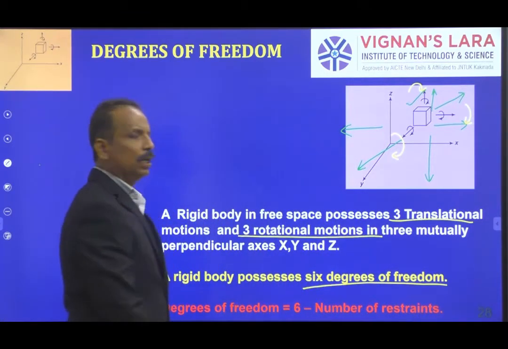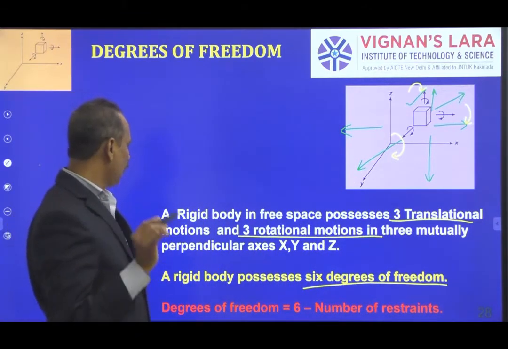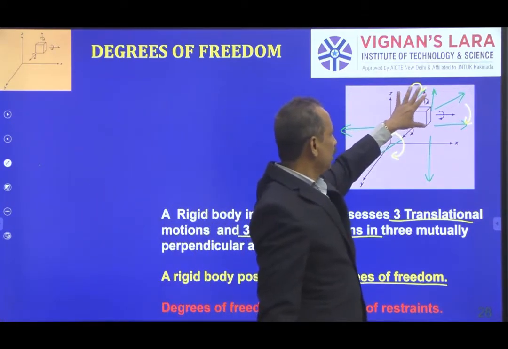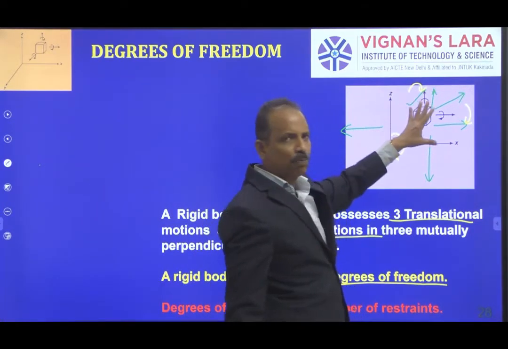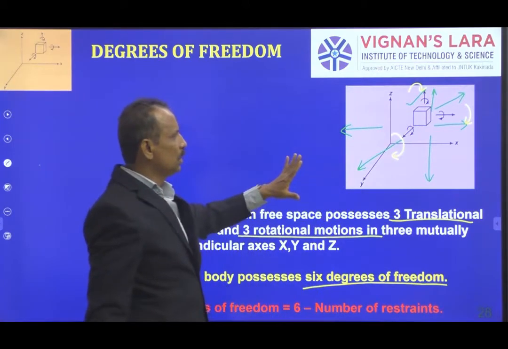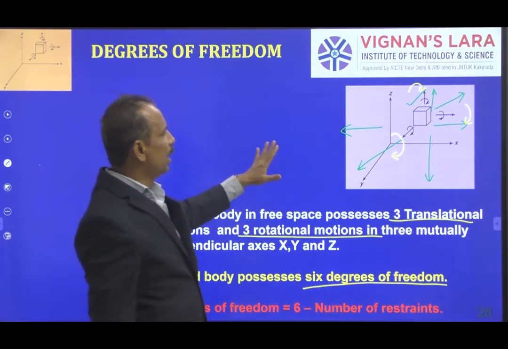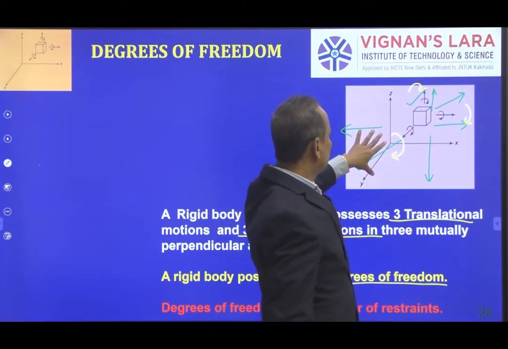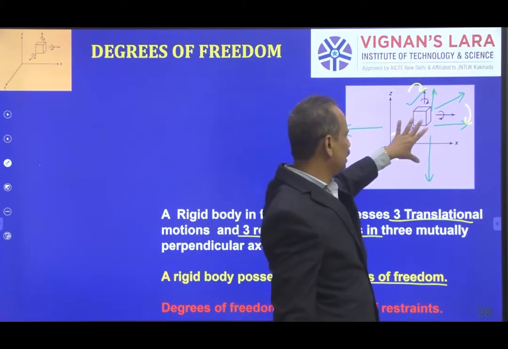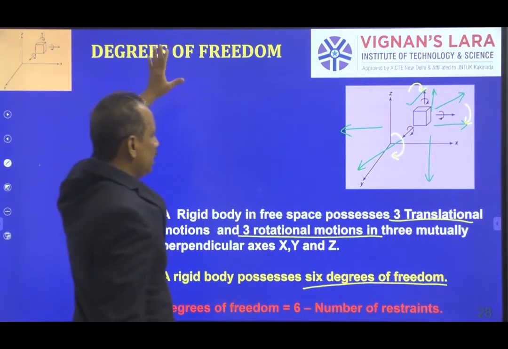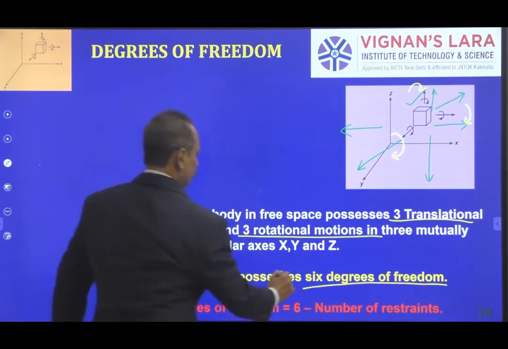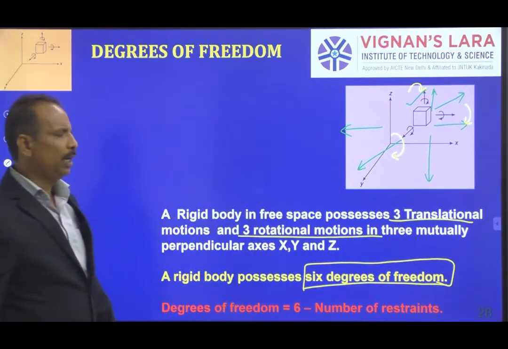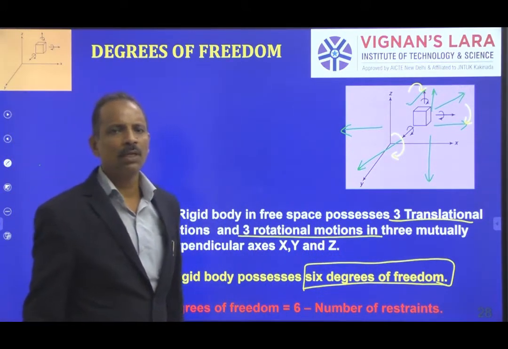A rigid body positioned in free space is a free body. So no motion is constrained. It is allowed to move in any way in the space. It is 3 translations and 3 rotations. So the total degrees of freedom are 6. A rigid body in free space has 6 degrees of freedom.